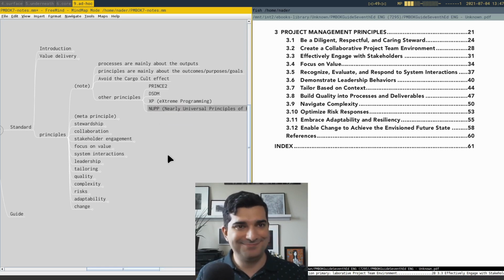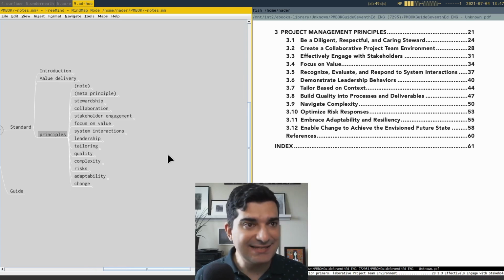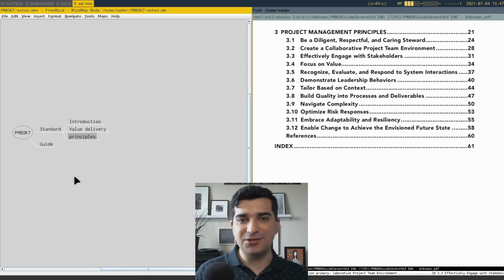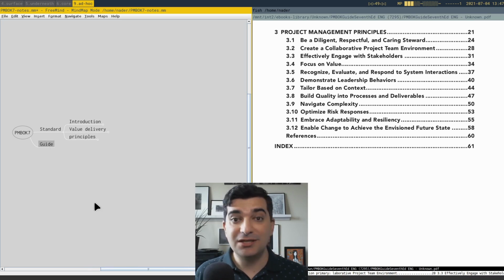Okay. So you can take a look at them as well. And just like that, we are done with the standard, with the 3 sections we had in the standard. And now we can start talking about the guide.